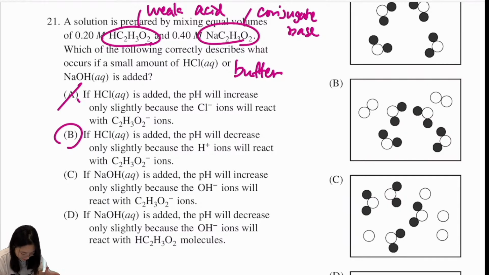C, when sodium hydroxide is added, pH will increase slightly, which is true, but hydroxide ions will react with the conjugate base? Of course not. Hydroxide, which is a strong base, reacts with the acid. And D, pH will decrease. Of course, this is not right.